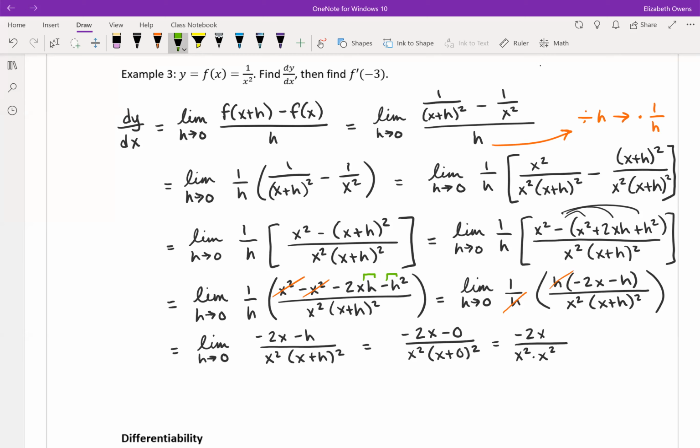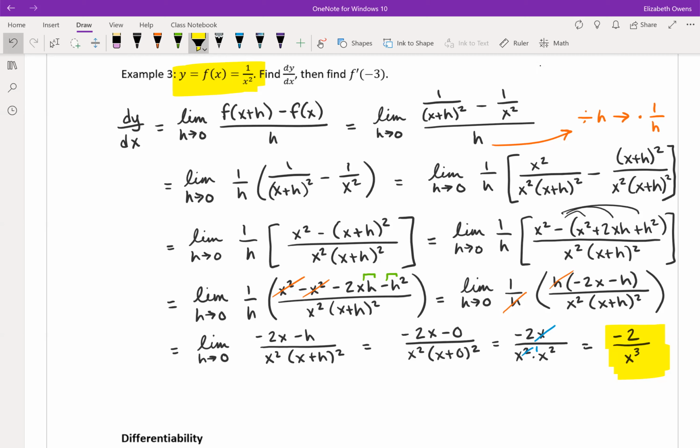Now a little something interesting will happen there. We can cancel this x in the numerator with one of the x's in the denominator. So notice that just one of those went away. So this is down to first power there. And so our answer is going to be negative 2 over x times x squared, which would give us x cubed down in the denominator. Okay, so that is the derivative of our function. The derivative of 1 over x squared is negative 2 over x cubed.